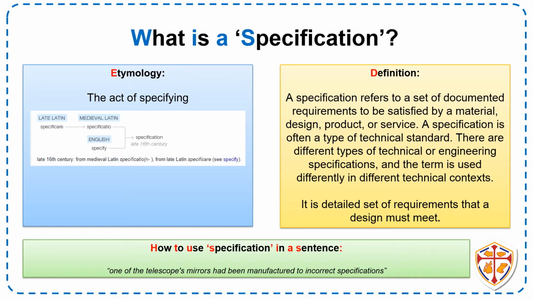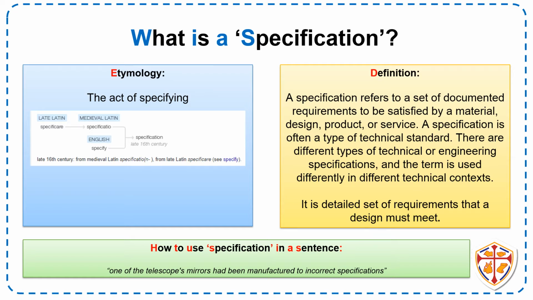What is a specification? Firstly, let's explore the etymology of our big idea, which is specification. So specification is the act of specifying. A specification refers to a set of documented requirements to be satisfied by a material, design, product, or service. So for us, this will be in relation to the product that you are designing for your project.